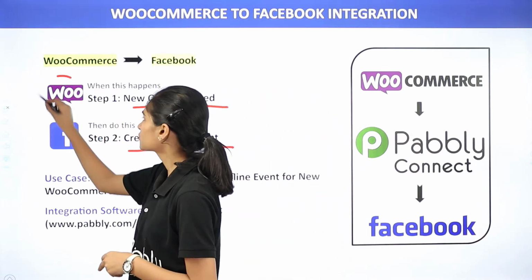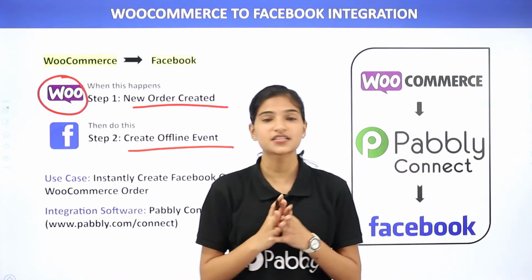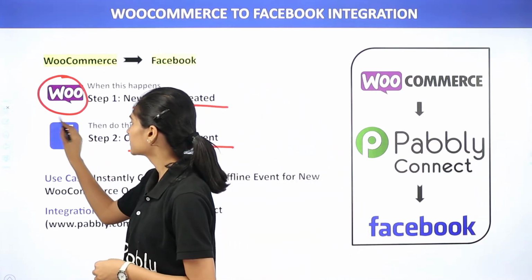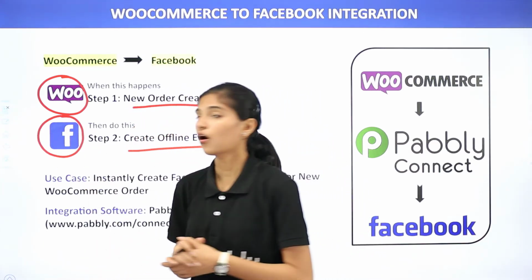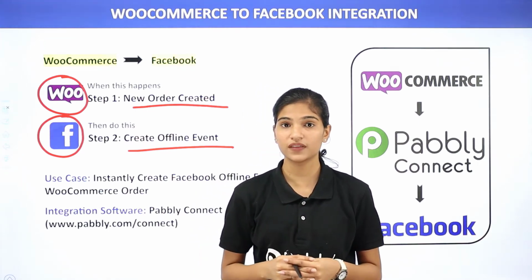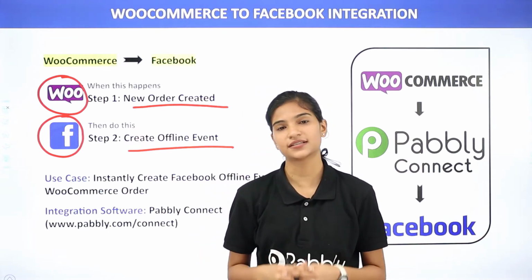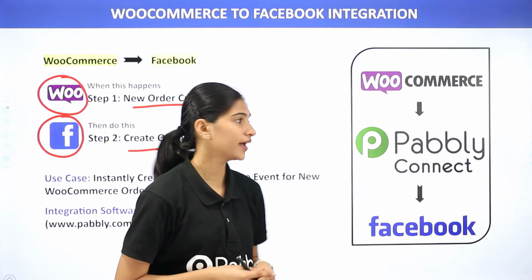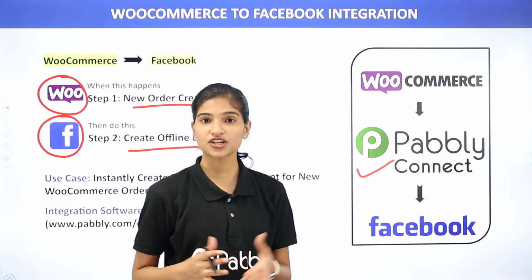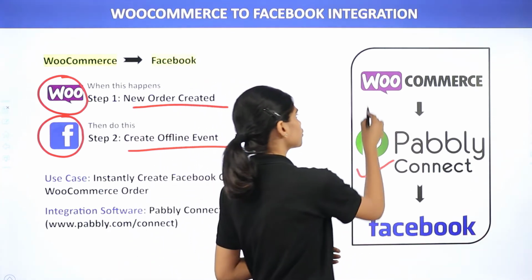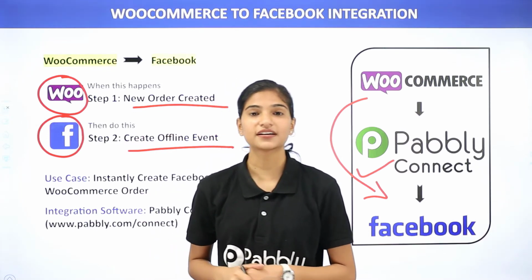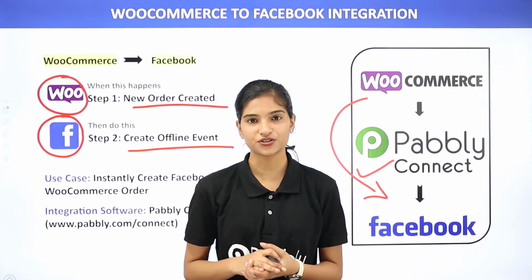So WooCommerce is a software application where you can set up your online store and sell your products, whereas Facebook is a social networking site. Although WooCommerce and Facebook have some native integration between them, this integration has certain limitations, and that is why we are going to use Pabbly Connect. Pabbly Connect is an integration software with the help of which you can transfer data from WooCommerce to Facebook. The best part here is you don't require any knowledge of coding.